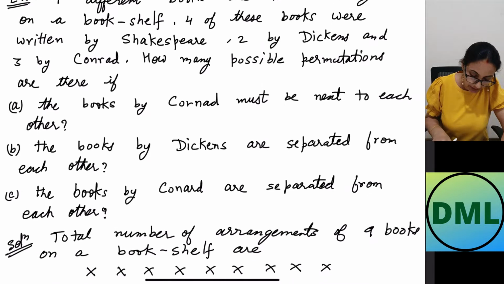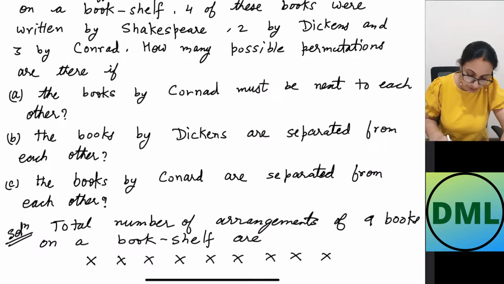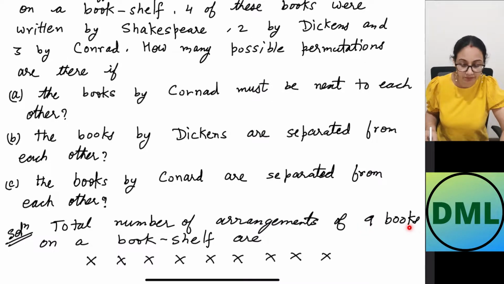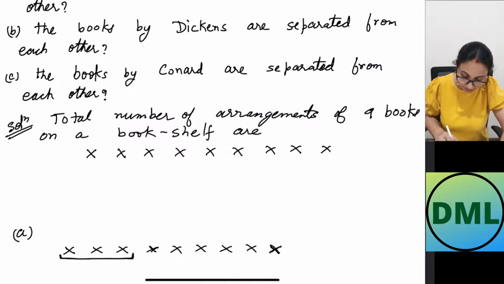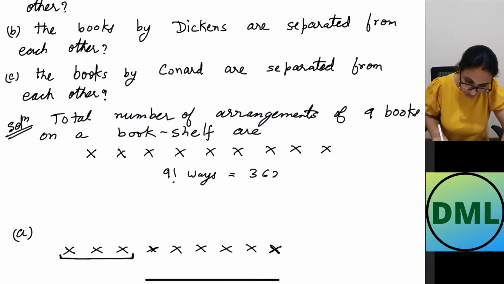Now, as we can see, we have 4 Shakespeare books, 2 Dickens and 3 Conrad books. So the total number of books available with us is 9. So the total number of arrangements of 9 books in a row is given by factorial 9 ways, which is equal to 362,880 ways.